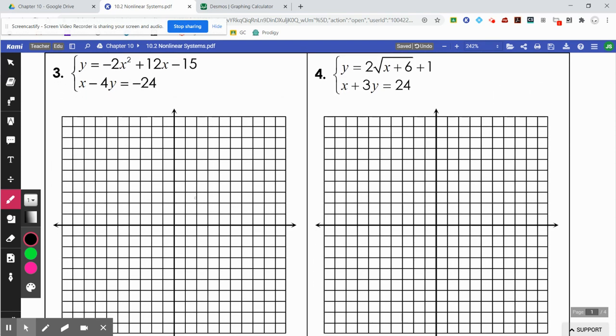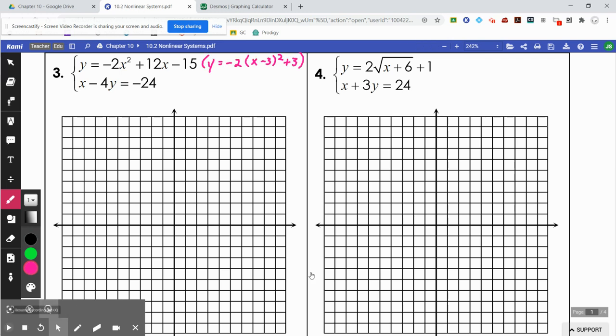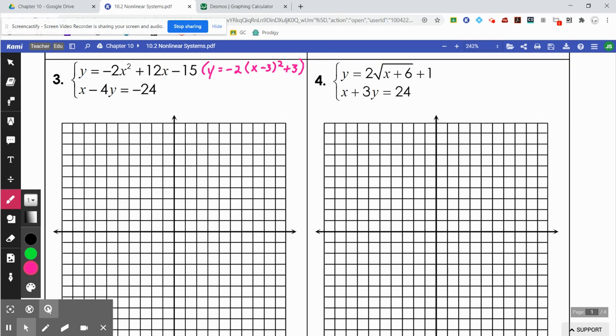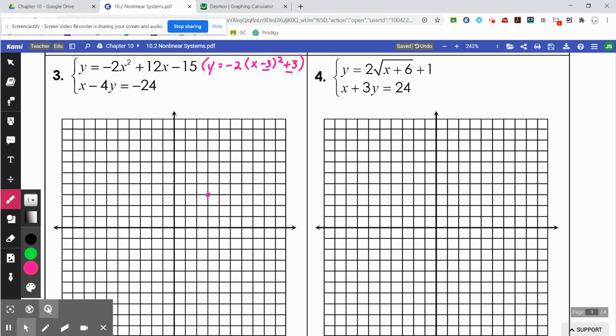So let's start out with our parabola. y equals -2x squared plus 12x minus 15. Another method that we can use here is we could write this in transformation form, and we can find our vertex right here, which would be at (3, 3). Plot your point. This is going to cup down from there. Find a couple more points, and you can do so by plugging values in.